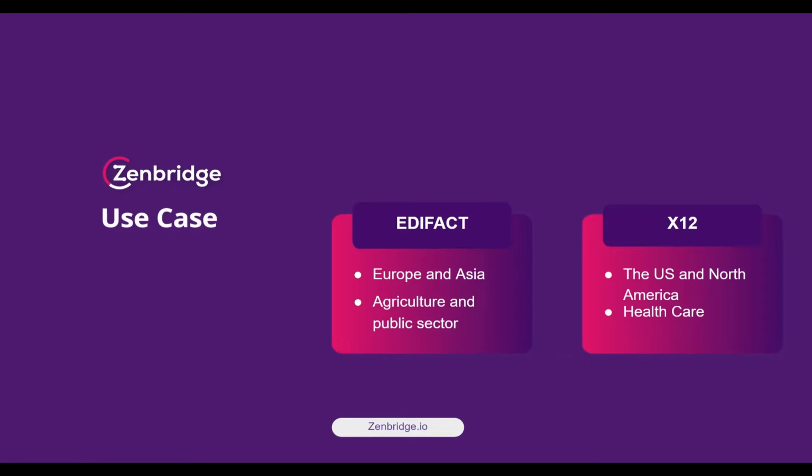While EDIFACT is primarily used by companies in Europe and Asia, majorly in the agriculture and public sectors, X12 is used by companies in US and North America, and it is a popular standard in the healthcare market. Both standards anyway play equivalent roles in global retail, transport and logistics.